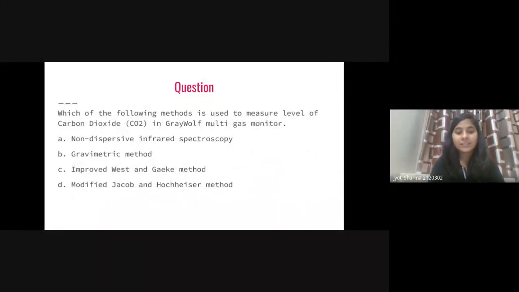Okay, the next is we have some method to measure the level of carbon dioxide in the Gray Wolf multi-gas monitor. So you have to tell me which method we use to measure the level of carbon dioxide. We have four methods: non-dispersive infrared spectroscopy, gravimetric method, improved West and Gaeke method, modified Jacobs and Hochheiser method.